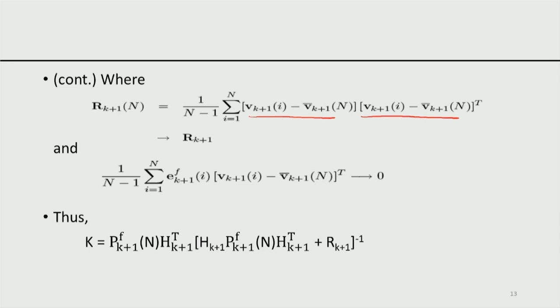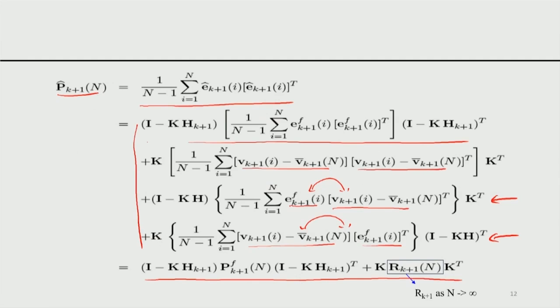It can be shown that the cross covariance, this is the cross covariance. What is the cross covariance? Let me bring this in. This is the forecast error of the ith ensemble. This is the anomaly of the ith realization of the observation noise. The cross covariance of that as n goes to infinity goes to 0. Therefore, in the previous slide, the third term and the fourth term automatically go to 0.